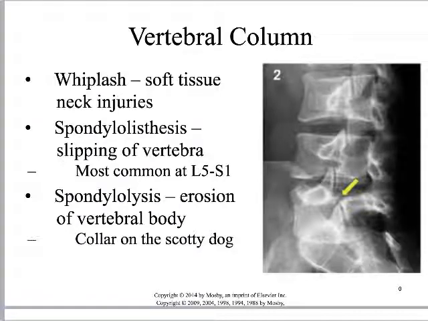And then a, oh my goodness, how do you say it? Spondylitis. I like that. Okay, all right, we're going to call it that. This is an erosion of the vertebral body itself, and we will see it on these oblique views if there's a collar around the Scotty dog's neck. So that's one of the reasons why we do these obliques.